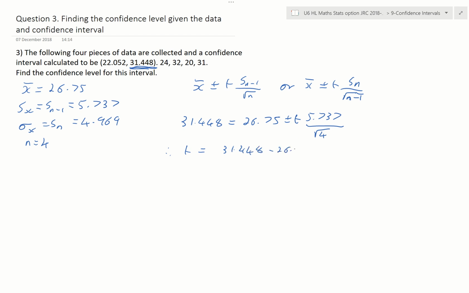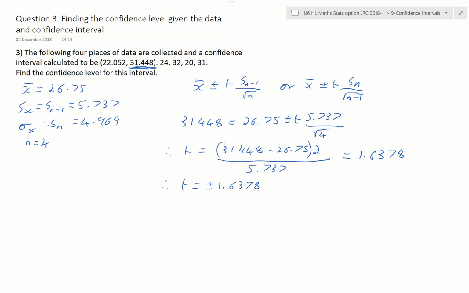31.448 minus 26.75 times our root 4, so 2, divided by 5.737. So we get a t value of 1.6378. Therefore our t values are going to be plus or minus 1.6378. If we repeated this process using 22.052 in here, we get minus 1.6378 because our confidence interval is symmetrical about the mean.